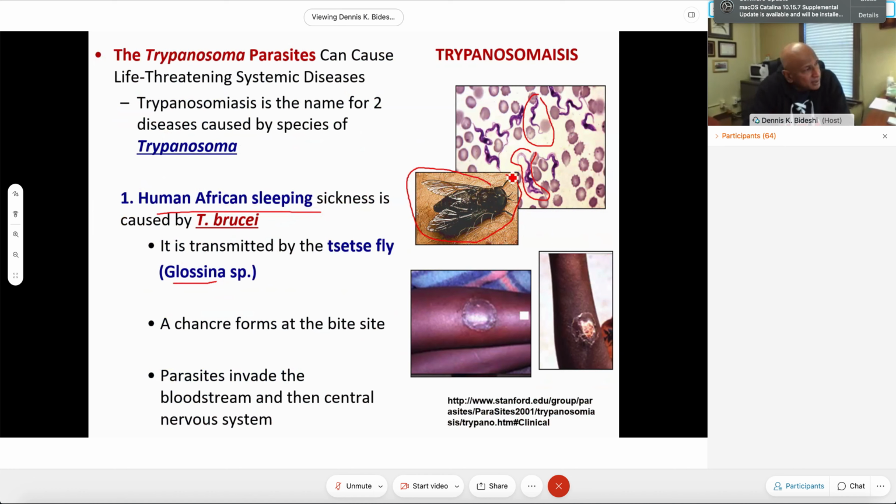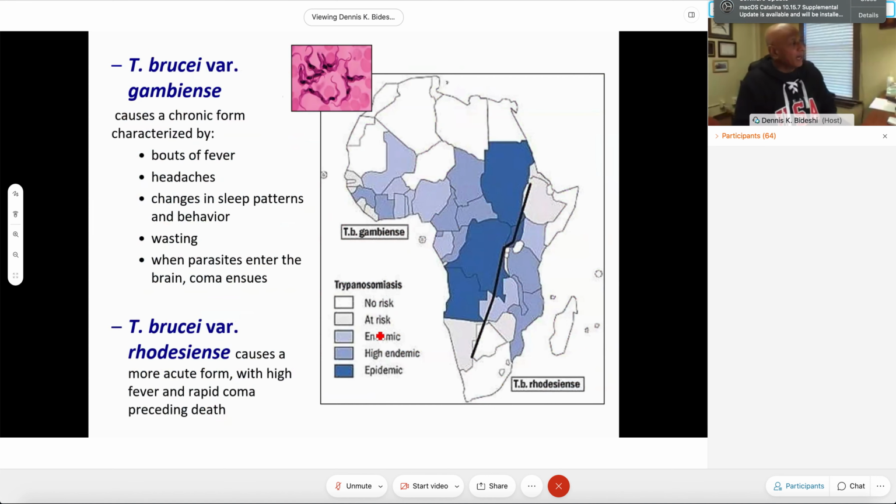So here's what happens. This vector, the Glossina fly or tsetse fly, bites an individual. At that bite site, this creates an ulcer. If there are pathogens in there, in other words, trypanosomes, it can get into tissues and go to the bloodstream. All right. The biggest thing, though, with this parasite, it can cross the blood-brain barrier. And once it gets into the brain, if it progresses to a certain point, there's no return. The patient will die. All right.